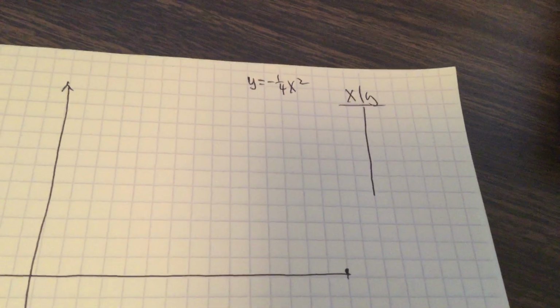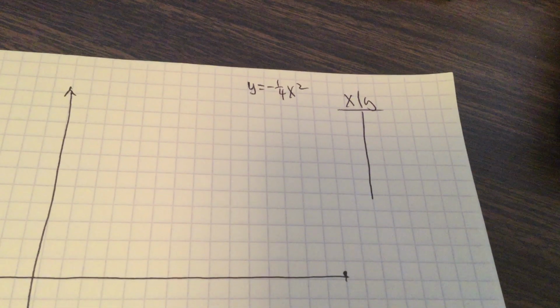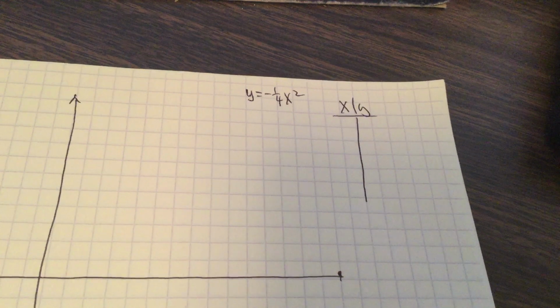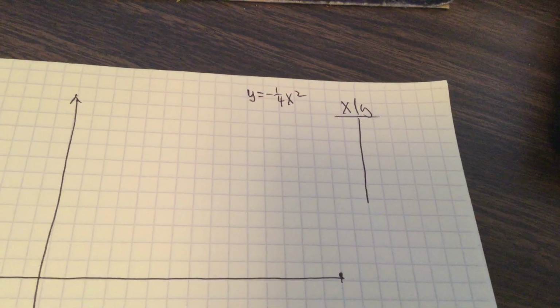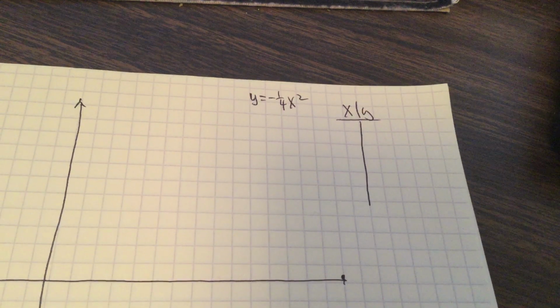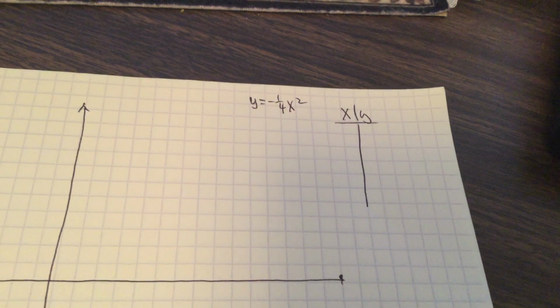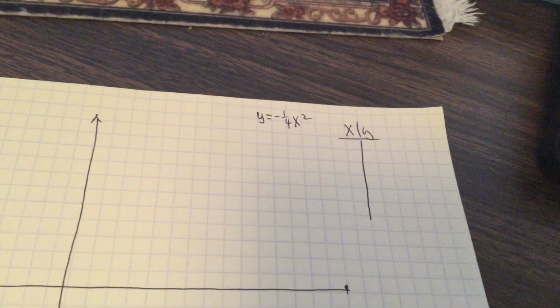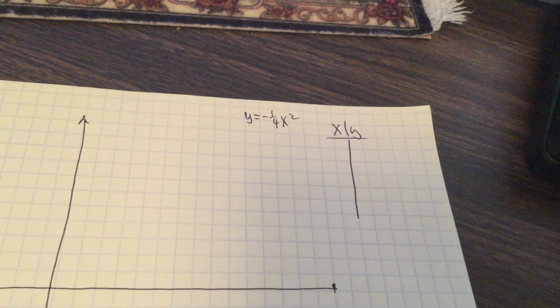I did y equals negative 3x squared in the last video, and in this one I'm going to do negative 1/4 x squared. I think people are struggling with this because fractions are scary, but also integers, the enemy of the ages. So we'll see if we can simplify this out.